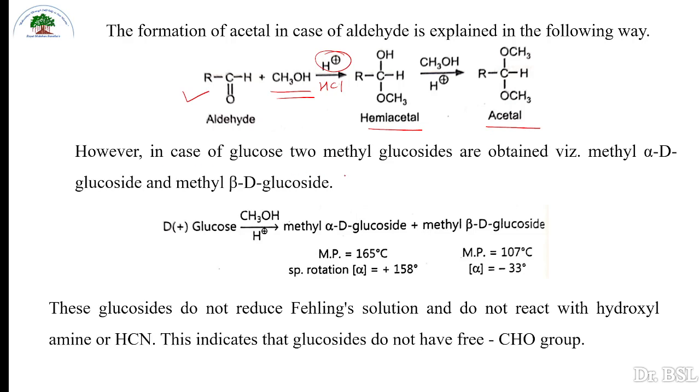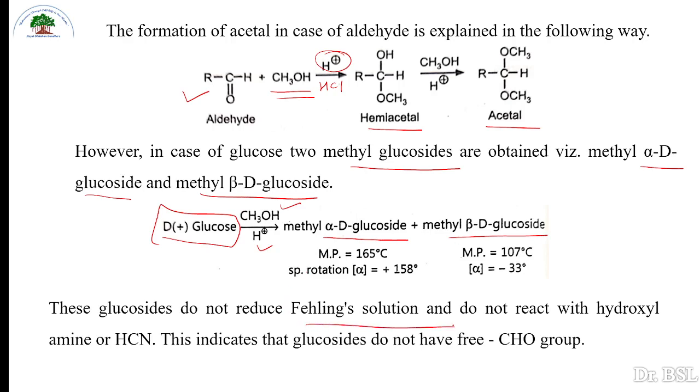However, in the case of glucose, two methyl glucosides are obtained, that is methyl alpha-D-glucoside and methyl beta-D-glucoside. That is, D-plus-glucose on reaction with methanol in the presence of acid gives two glucosides, alpha-D-glucoside and beta-D-glucoside. These glucosides do not reduce Fehling's solution and do not react with hydroxylamine or HCN, that is hydrogen cyanide. This indicates that glucosides do not have a free CHO group, that is, they do not have a free aldehyde group.